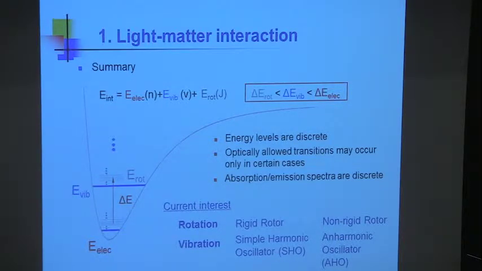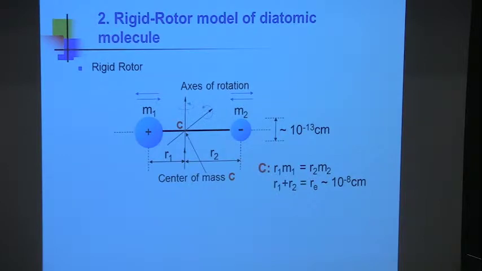But we can get off to a very good start with these very simple models, rigid rotor and a simple harmonic oscillator. So we're going to look first at rotation. If you had a course in mechanics, it's really a mechanics problem. We have two masses, and imagine that they're lying on a frictionless plane. And you're asked some properties of this mechanical system.